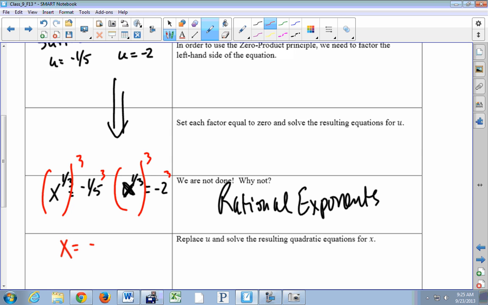x equals negative 1 over 125, and x equals negative 8. So to undo your rational exponent, whichever one it is, even if it had a 2 there or a 5 there in the numerator, it doesn't matter. You raise both sides to the reciprocal of that power, whatever it is. Flip the fraction, flip the exponent. That's fine, that's your action, but the name of it is reciprocal.